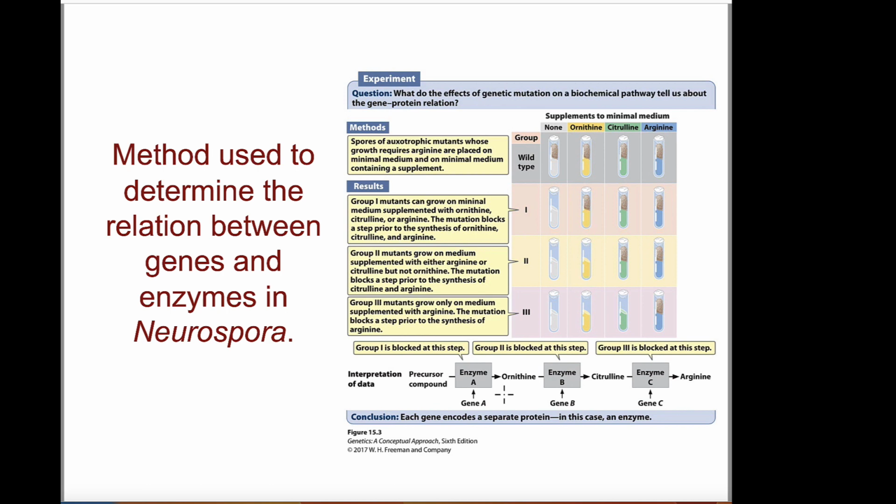So ultimately, what is happening here is showing the relationship between the genes and the enzymes. When the gene is mutated, the enzyme is not produced, therefore blocking the biochemical pathway and inhibiting growth of the Neurospora. So this was a hallmark study in that it really helped contribute to the understanding of the relationship between genes and enzymes.